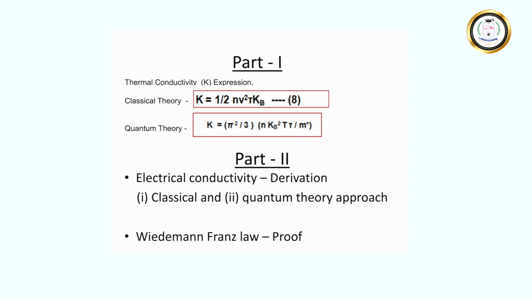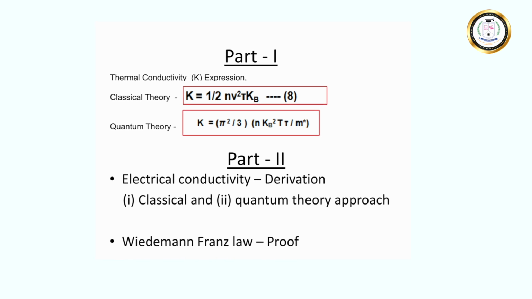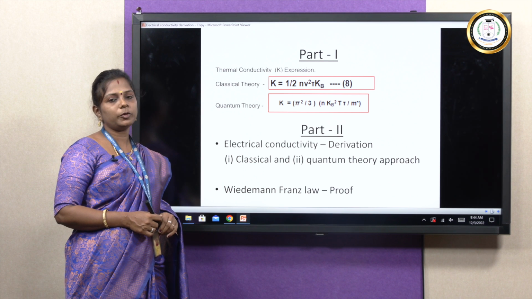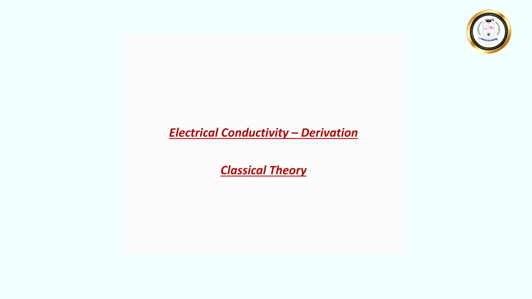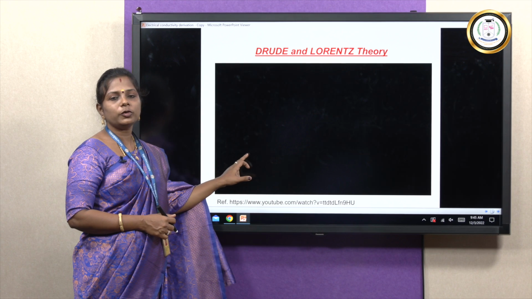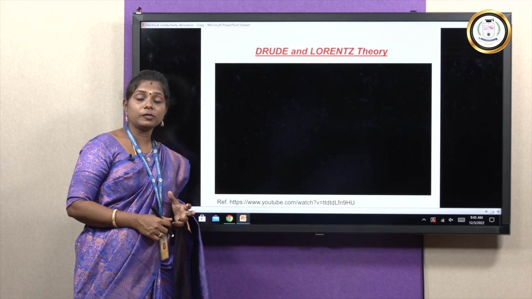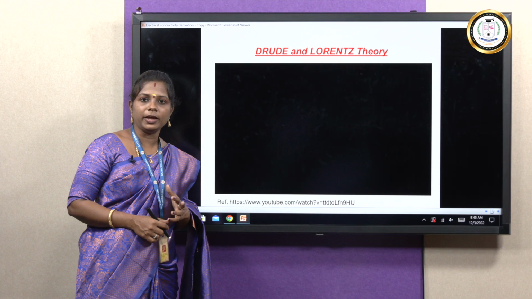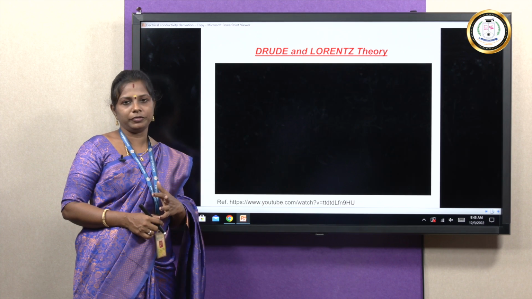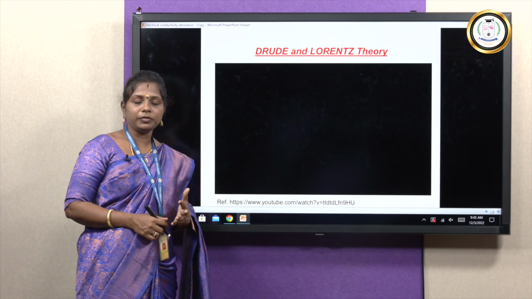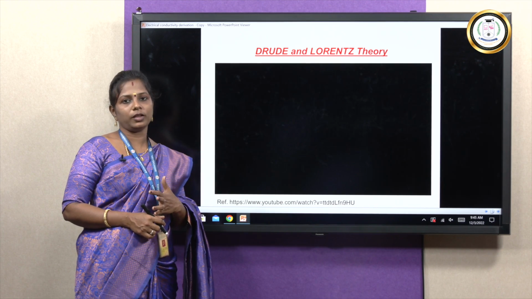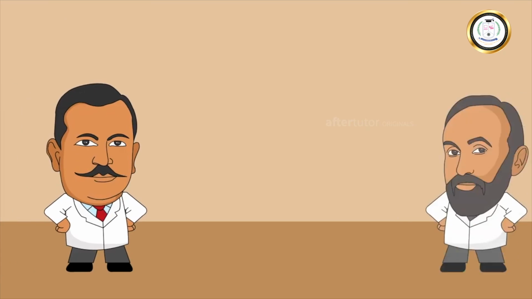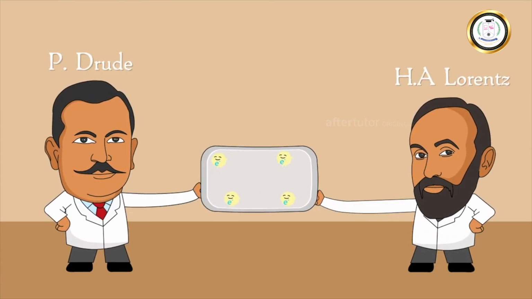In this part, initially we are going to concentrate on electrical conductivity derivation by using classical approach and then we will do the quantum approach. Electrical conductivity derivation by using the classical approach. So, I will show you a small video which explains how the electron behaves with respect to the applied electric field. In absence of electric field, how the electrons are moving. In presence of electric field, how the electrons are moving. This explains the part of electrical conductivity of electrons by using Drude and Lorentz theory.